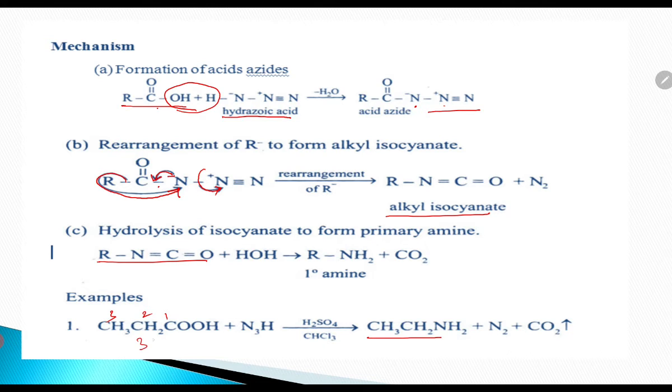See, here we have 3 carbons in the reactant molecule, but in the product we have only 2 carbons, that one carbon is lost in the form of CO2 molecule. So, the propanoic acid on Schmidt reaction is giving rise to ethylamine as the product. So, in Schmidt reaction, carboxylic acids are converted to primary amines.